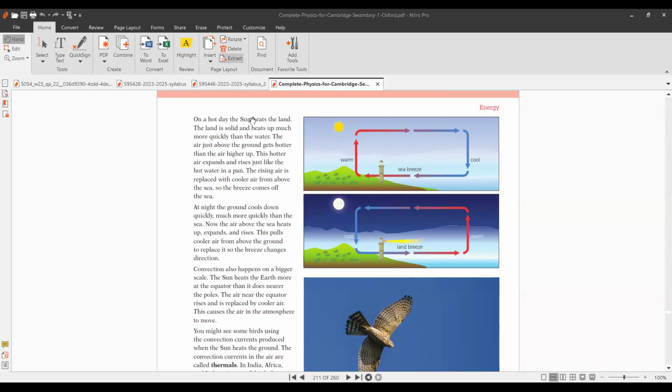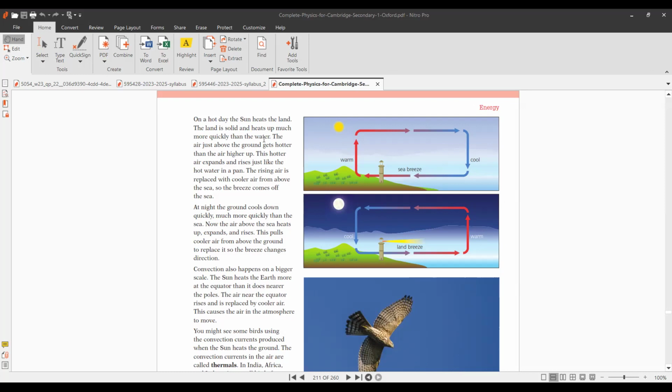So we could see here that on a hot day, the sun heats the land. Land is solid and heats up much more quickly than water. Yesterday we also discussed that water has a high specific heat capacity, which means it would take longer to heat up and cool down. On the contrary, land heats up quickly and cools down quickly.